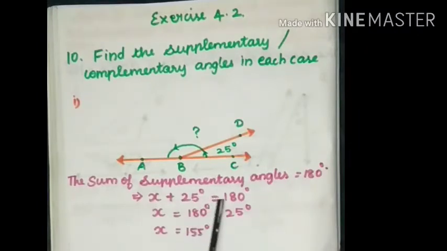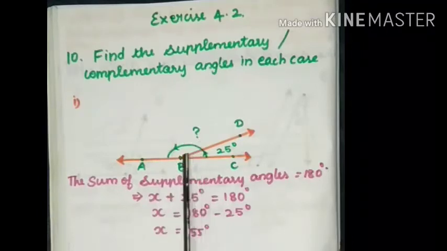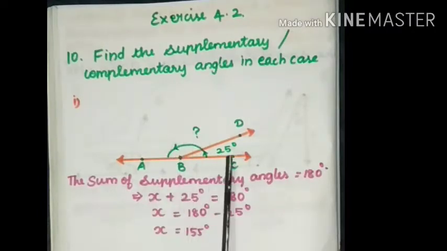Plus 25 will go to the right hand side, which means it will change into minus 25 degrees. 180 minus 25 is 155 degrees. X equals 155 degrees. So the unknown value is 155 degrees, and the given value is 25. 155 plus 25 is 180 degrees.